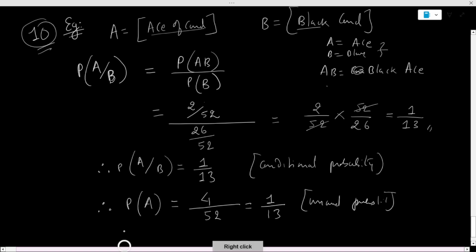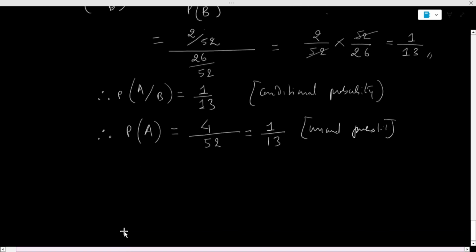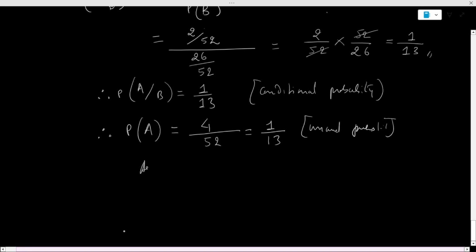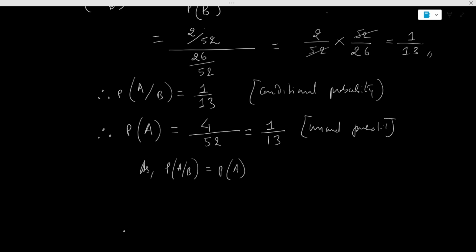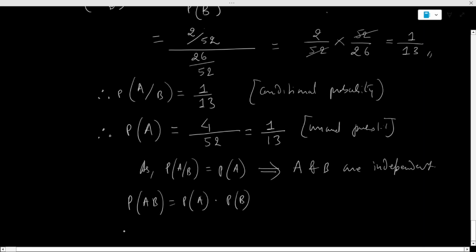So if we compare it with the conditional probability, and the conditional probability is equal to the unconditional probability, then we can say that the events A and B are independent. We also know that for independence, the probability of AB must be equal to the product of their individual probabilities, and let us check whether this is true or not.